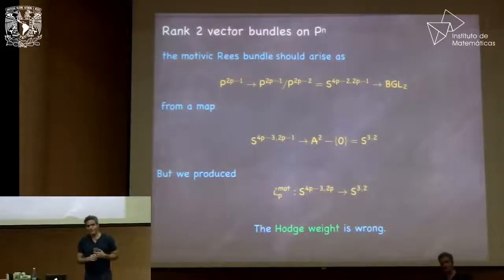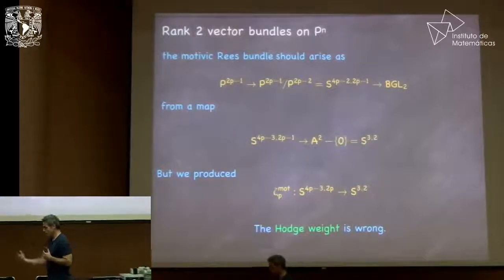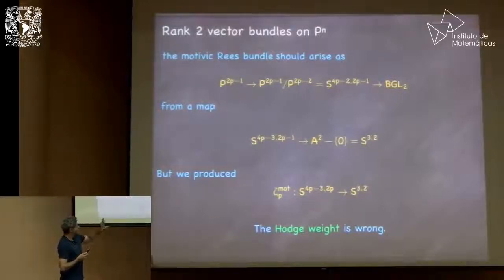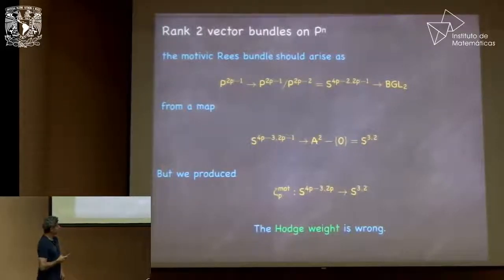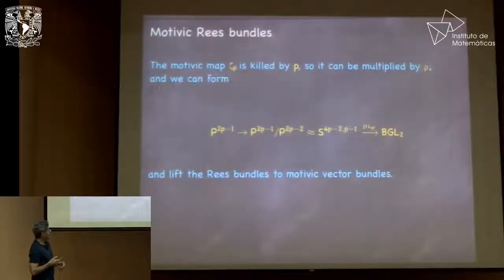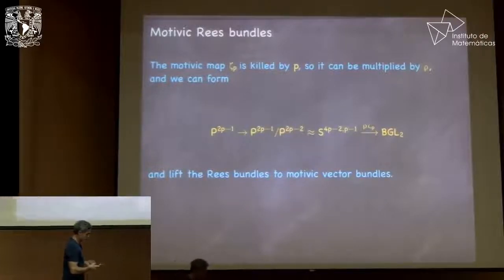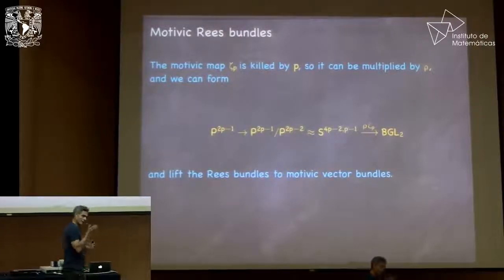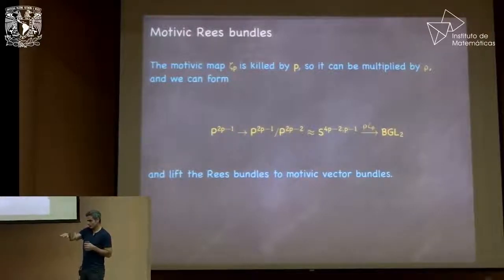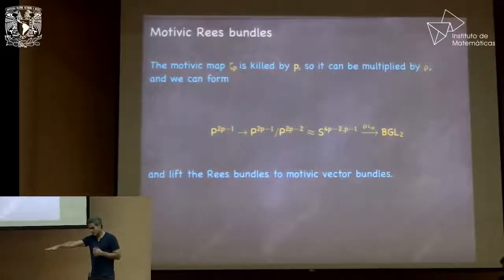And this seemed like an exciting thing at first, because what you have in motivic homotopy theory that you don't have in ordinary homotopy theory is the Hodge structure. And it really felt like this was going to be a way of using that to obstruct the existence of this bundle. But in motivic homotopy theory, there's an operation on torsion elements that lowers the Hodge weight by 1, and it realizes under topological realization to the identity. And you can apply that and lift the Riesz bundles to motivic vector bundles. So once you realize that you can kind of move the Hodge weight around, it gives you this sense that maybe motivic vector bundles over things like projective space aren't so different from topological vector bundles.